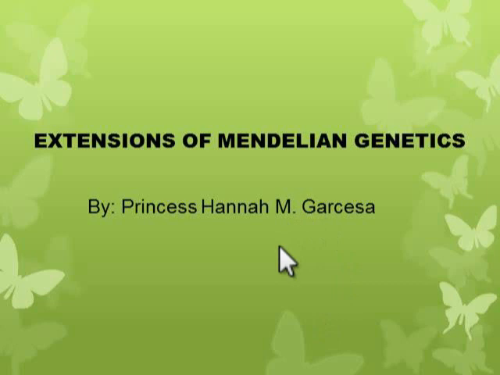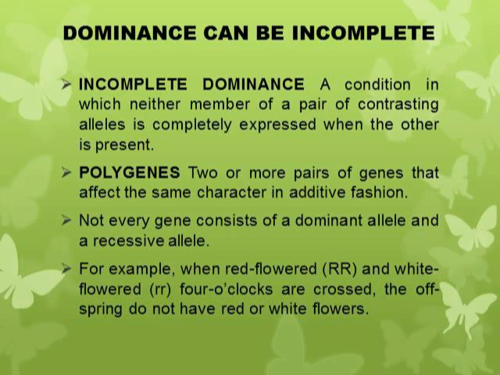Extensions of Mendelian genetics under patterns of inheritance. Dominance can be incomplete. So let us define first incomplete dominance. Incomplete dominance is a condition in which neither member of a pair of contrasting alleles is completely expressed when the other is present, while polygenes are two or more pairs of genes that affect the same character in additive fashion. So, not every gene consists of a dominant allele and a recessive allele.